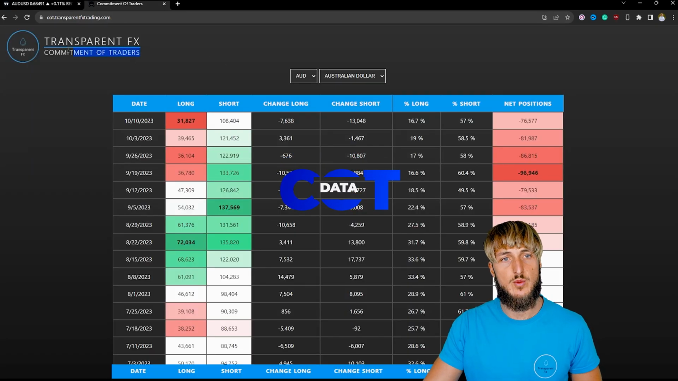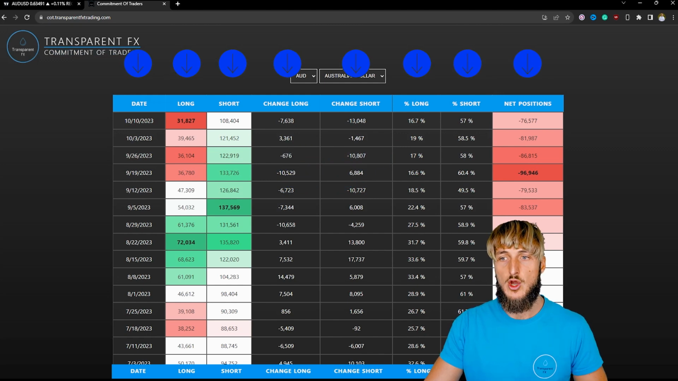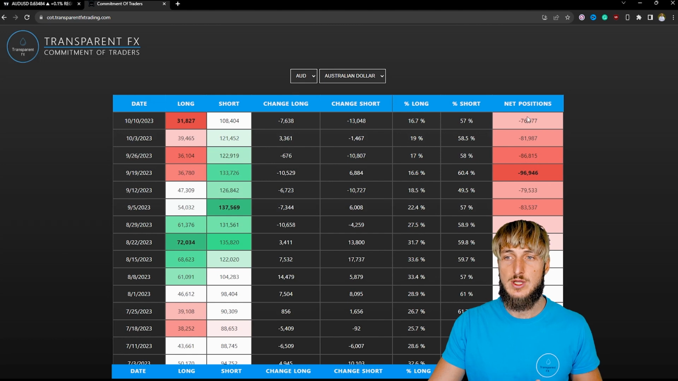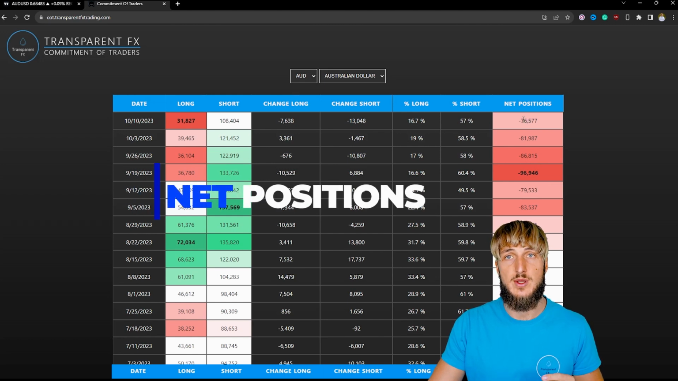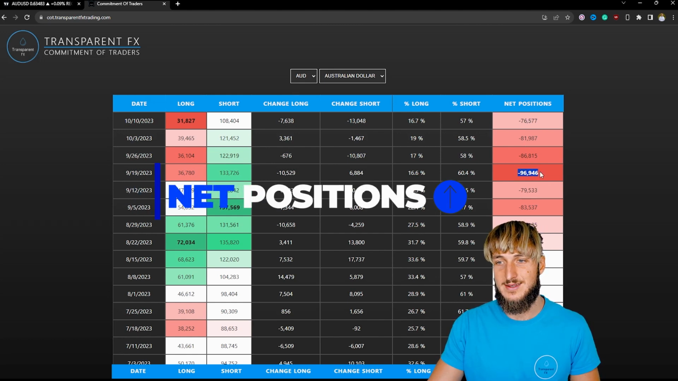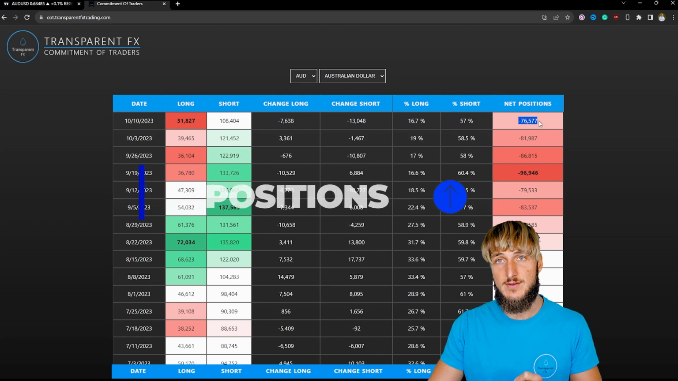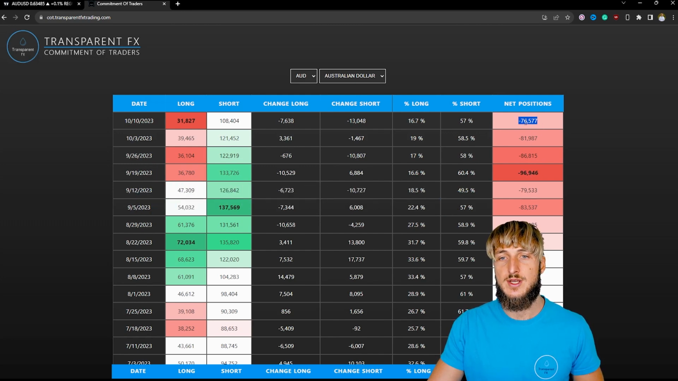Now, if we go and see what we have when it comes to the commitment of traders, so the COT data, which is what the non-commercials, so the biggest speculators in the market, are doing, and we check the data precisely for the AUD, what we can see is that with the last reports, net positions have been increasing. We went from minus 96k to minus 76k net positions, showing a strong increase of the net positioning.